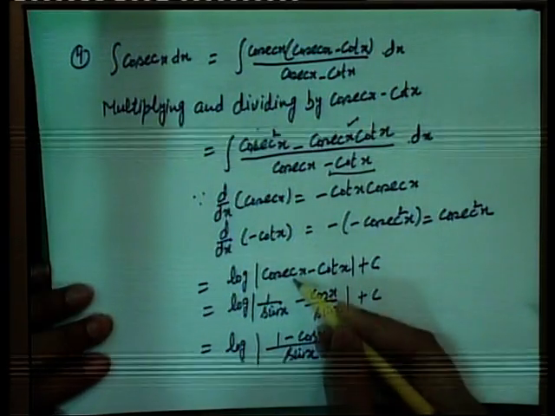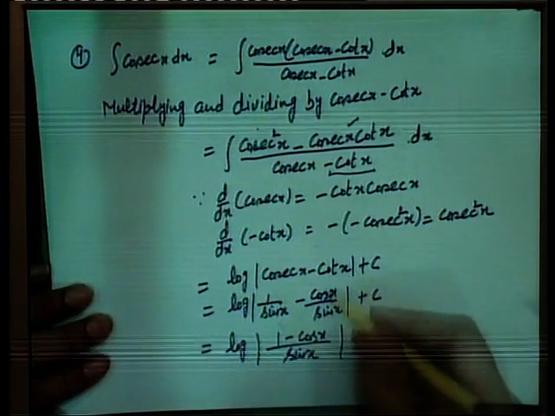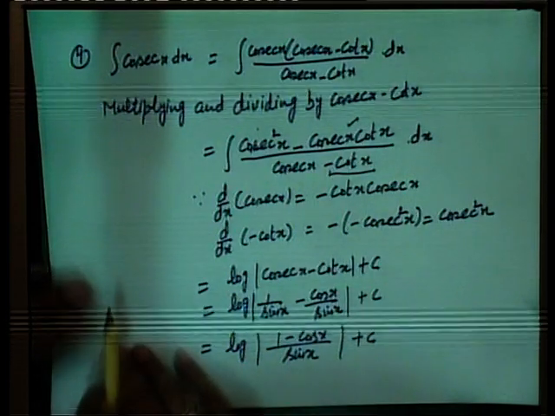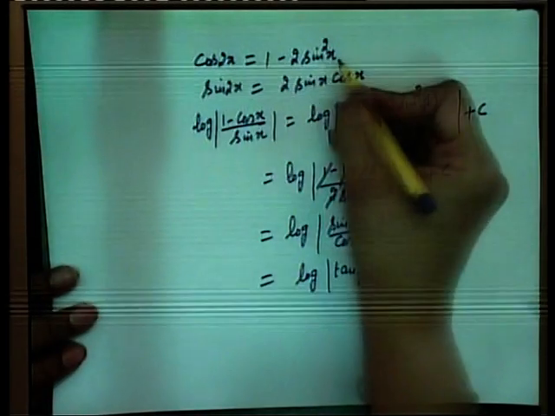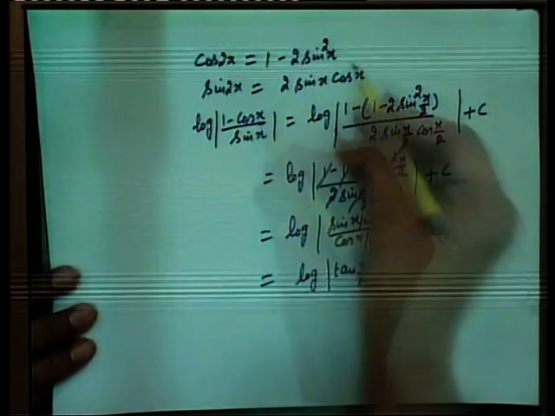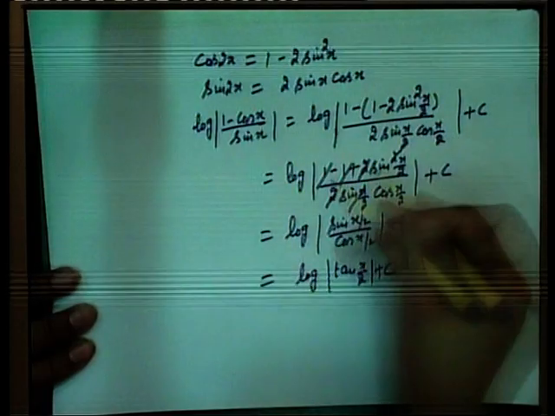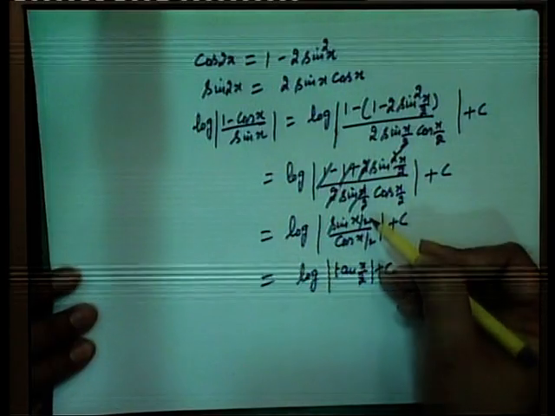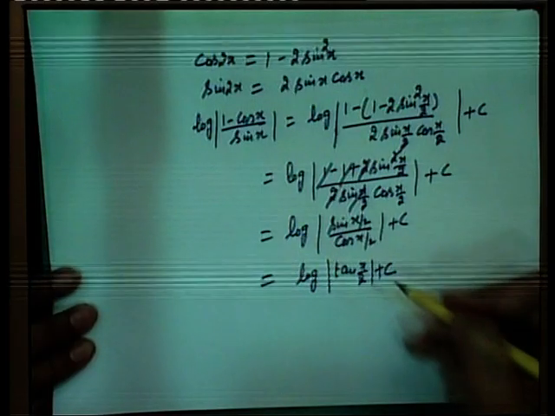Changing cosecant x and cotangent x in terms of sin x and cos x, we get 1 over sin x minus cos x over sin x. Taking the LCM, here we are going to use submultiple angles: cos 2x as 1 minus 2 sin square x, sin 2x as 2 sin x cos x. Here the angle is x, so it will become half. In the denominator also the angles will become half. Cancelling 2 sin x by 2 from numerator and denominator, we are left with sin x by 2 over cos x by 2, and this we know is tangent x by 2 plus c.